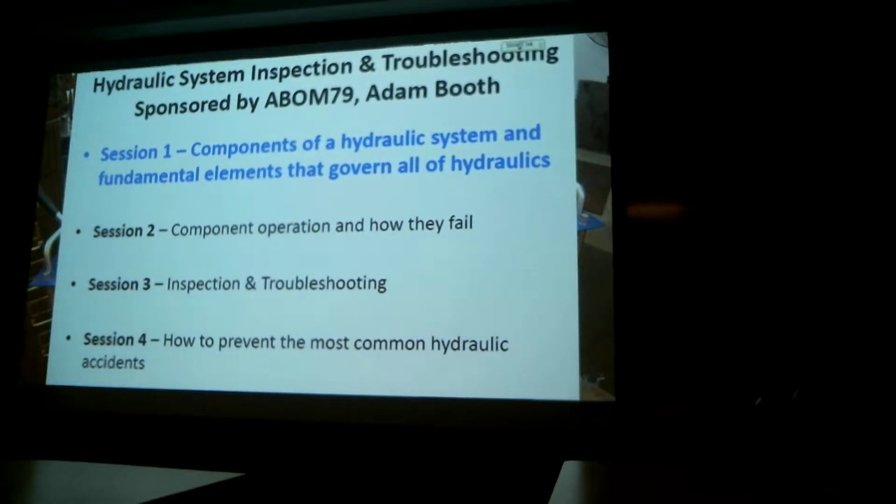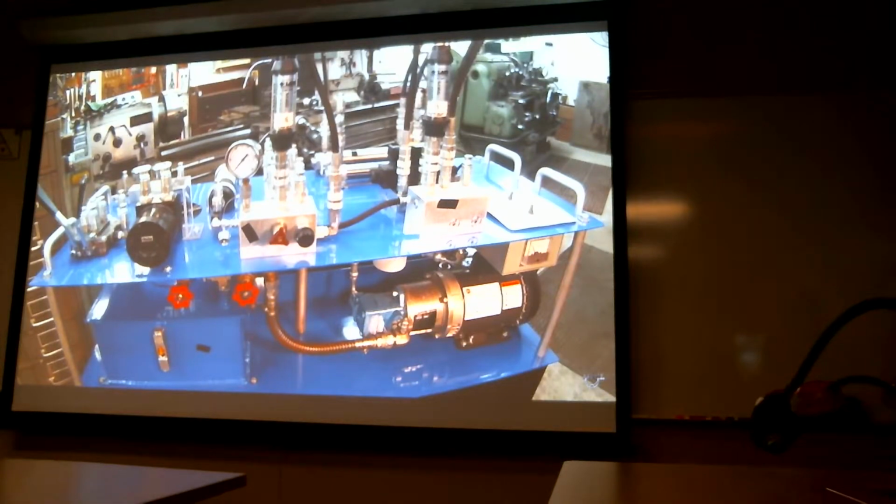Then the third session is going to be about inspection and troubleshooting. That's always a common problem and of interest out in the field. Over the last 30 years, I've done this, so a lot of people don't realize some things that they have to have for troubleshooting. So we'll go over that. And then the fourth session is a little bit on safety, most common hydraulic accidents and how to prevent those. Definitely don't want anybody getting hurt out there doing this, so we'll talk about that.